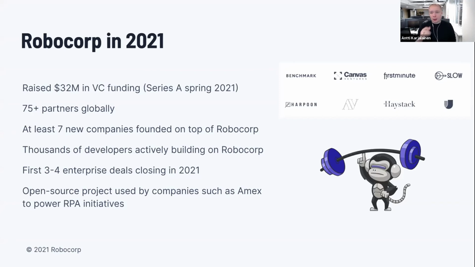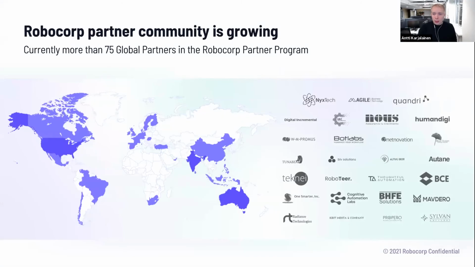But also the last point, companies like Amex are using the open source stack as it is. So without even utilizing our cloud platform, which is pretty amazing that in such a short time we've been able to create something which is used by massive corporations to build their own internal RPA systems out. Here's a map of the partners showing how global the reach is. Again, not being sales driven, all in all, we have a global footprint of people building on top of the open source stack.